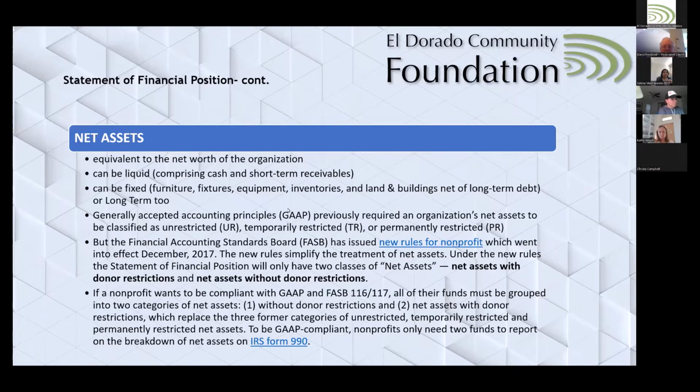First, they used to classify net assets as unrestricted, temporarily restricted, and permanently restricted. Now, according to FASB's new rules for nonprofits, the temporarily restricted and the permanently restricted are going to be grouped together, and they're just going to be called net assets with donor restrictions. And the unrestricted part of it is going to be called net assets without donor restrictions. If a non-profit wants to be compliant with GAAP rules and FASB rules, all their funds must be grouped within these two categories of net assets, that is with donor restrictions and without donor restrictions. And that's kind of what needs to be followed on the IRS Form 990.